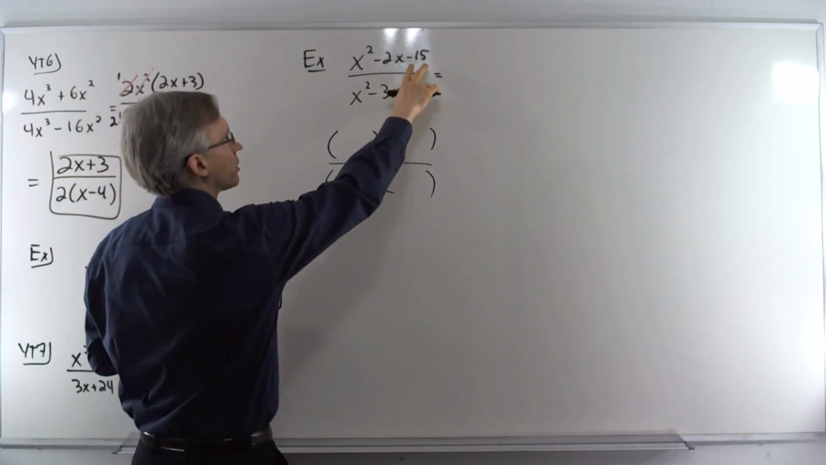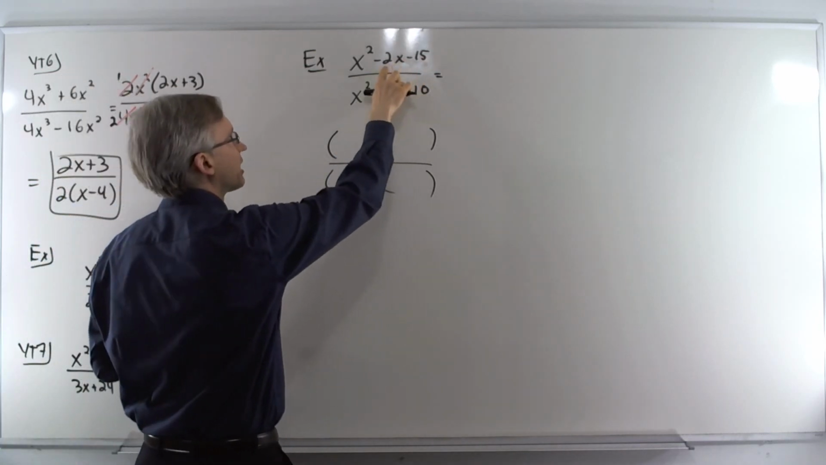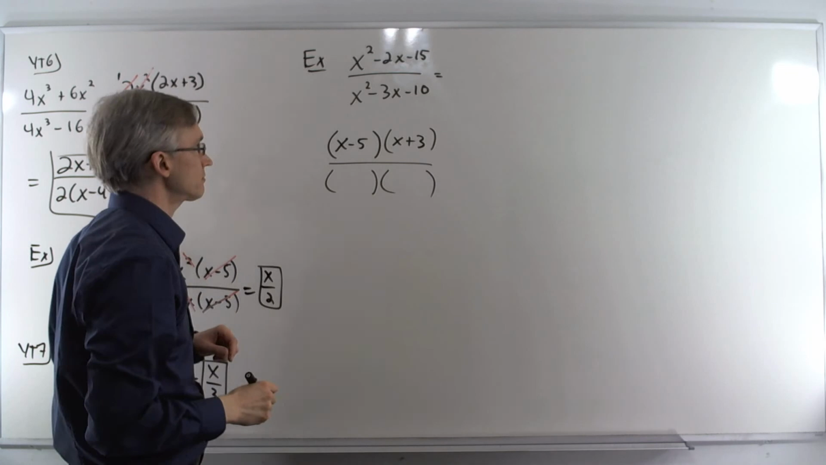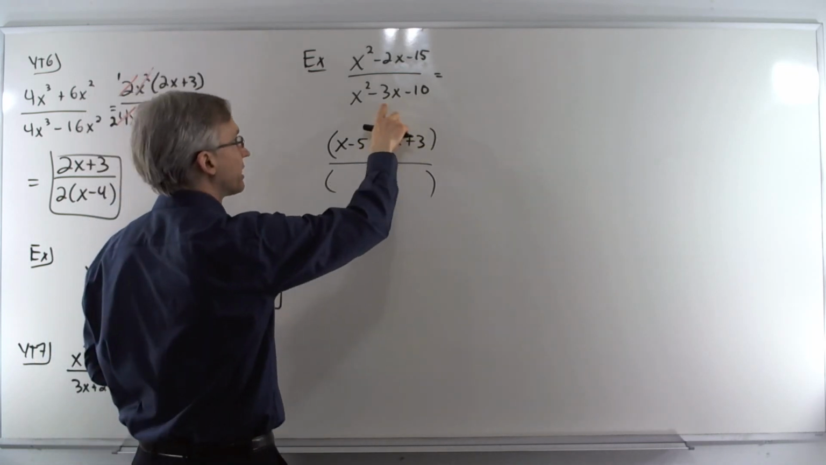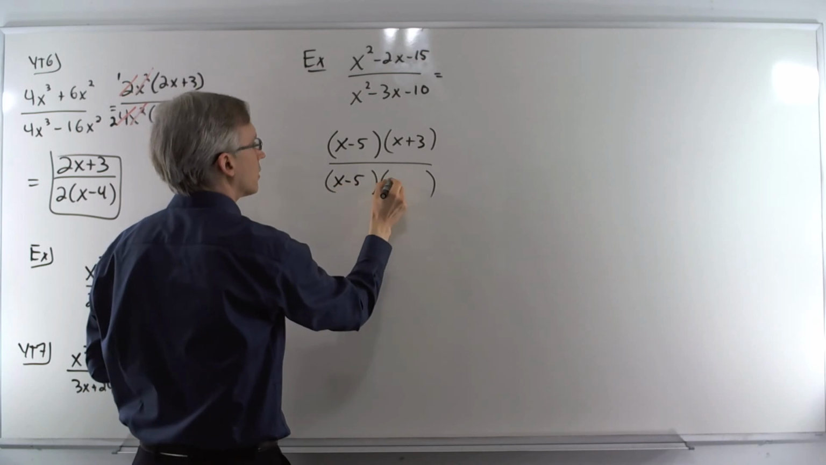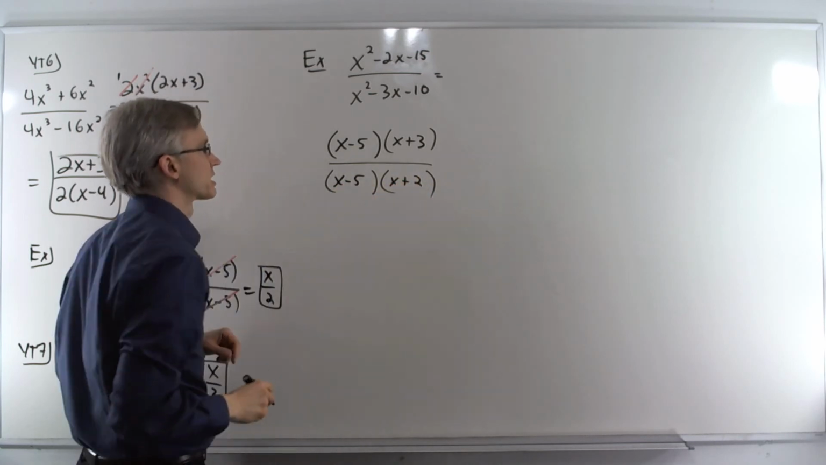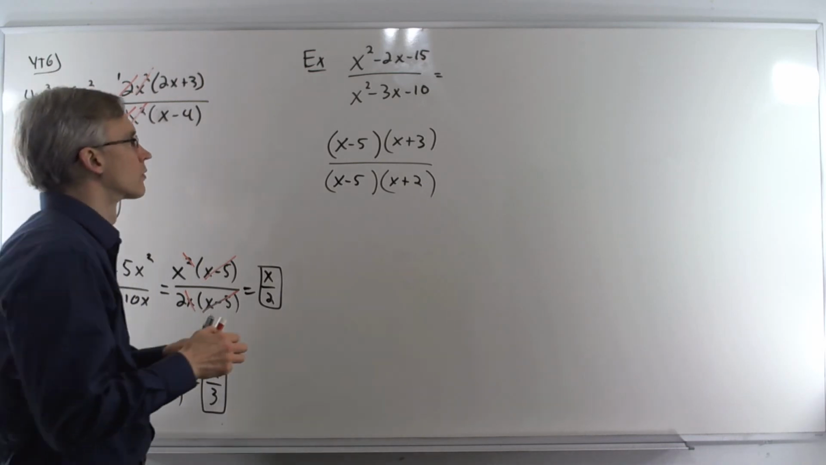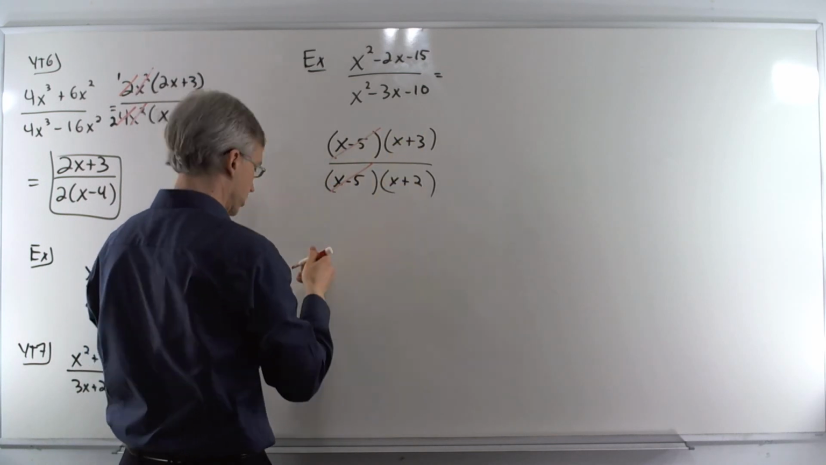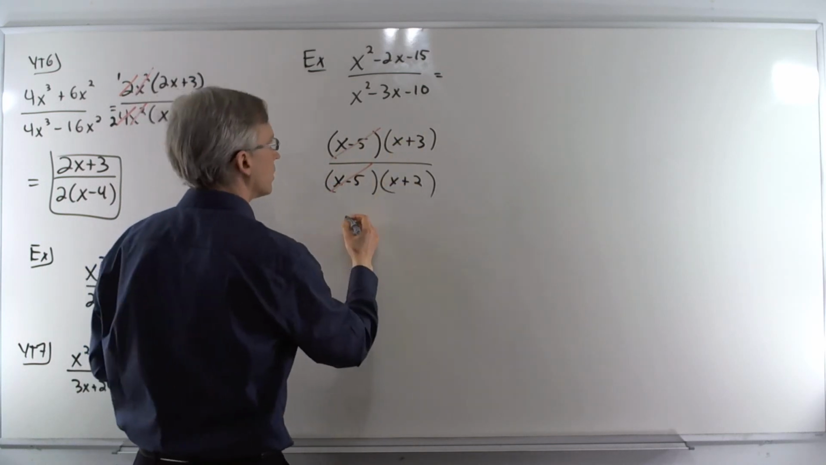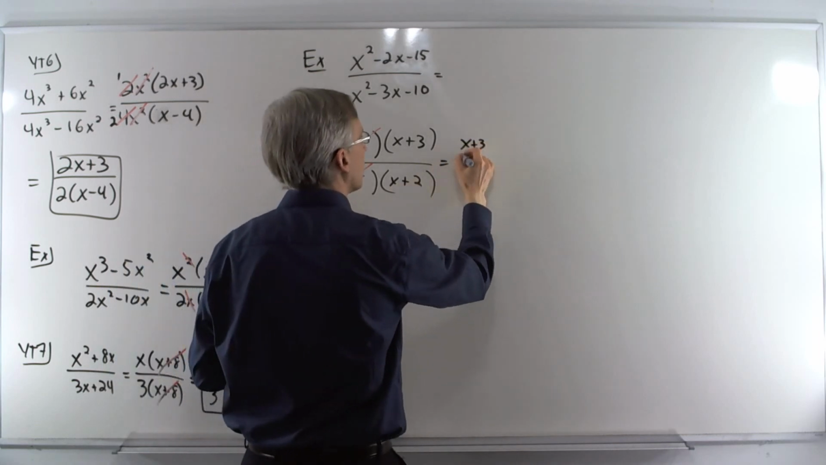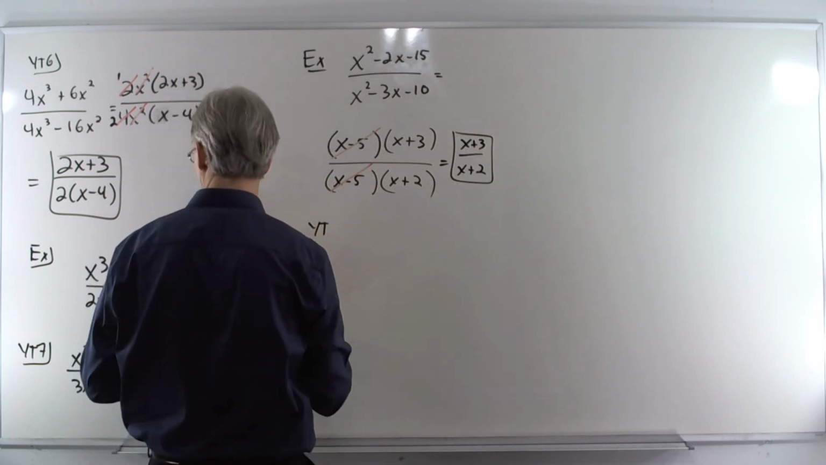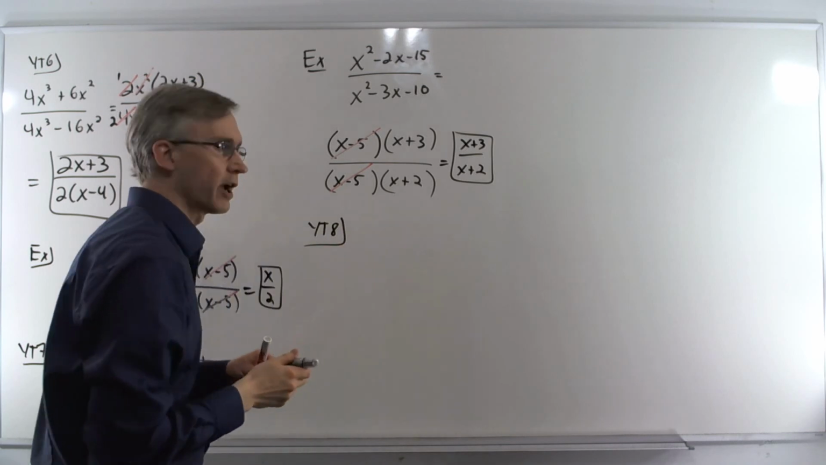So for the top trinomial, we need two numbers to multiply to get negative 15 and add to get negative 2. That's going to be negative 5 and 3. And on the bottom, we need two numbers to multiply to get negative 10, add to get negative 3. So that's x minus 5 times x plus 2. All right, now we've got a matching binomial. X minus 5s, those cancel, leaving just x plus 3 over x plus 2. Your turn, number 8.